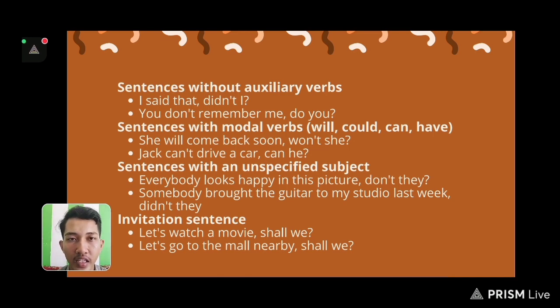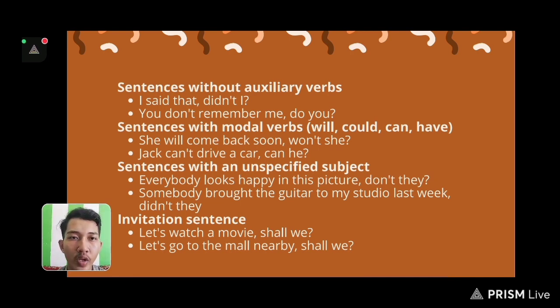And the sentence without an auxiliary verb, so the question tag uses did, like the formula: if the sentence has no auxiliary verb, then give do, does, did. And next, you don't remember me, do you?